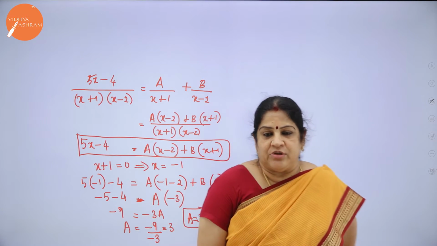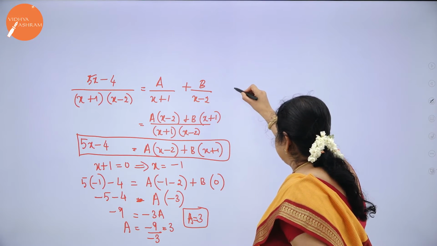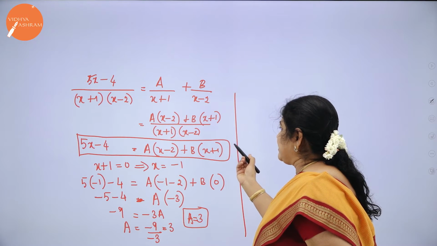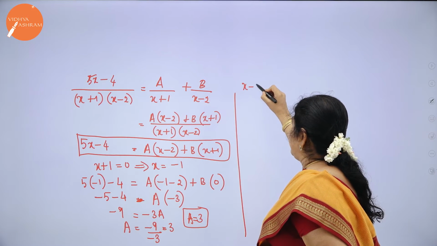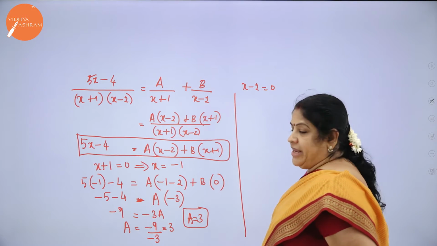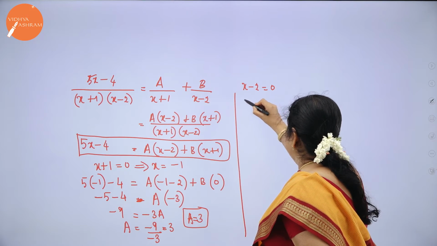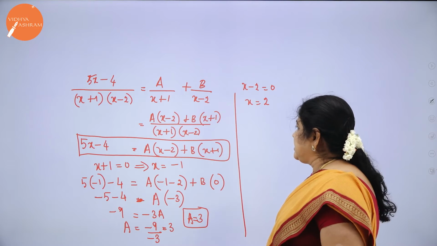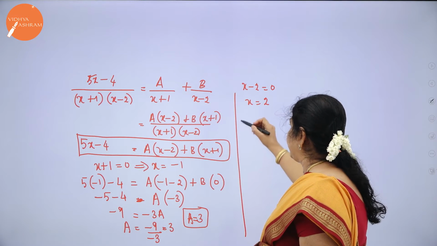Likewise, we shall find out the value of B. Same way, take the other denominator. What is the other denominator? X minus 2. Put that as 0. X minus 2 is equal to 0, which means X is equal to 2. When I say X is equal to 2, substitute it in the same expression.